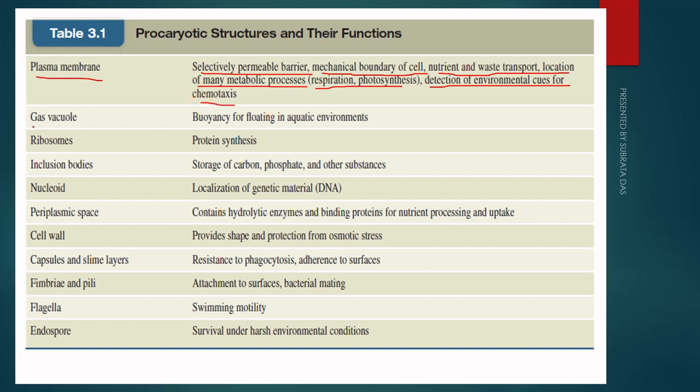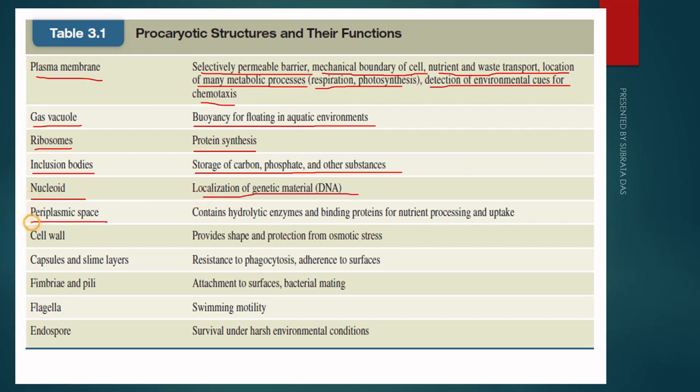Next one is the gas vacuole. What is the function of the gas vacuole? It provides buoyancy for floating in an aquatic environment, helping the bacteria float. Next is the ribosome. The main function of the ribosome is to provide the place for protein synthesis. Next is inclusion bodies, which store carbon, phosphate and other substances. And the nucleoid means localization of genetic material, that is DNA.